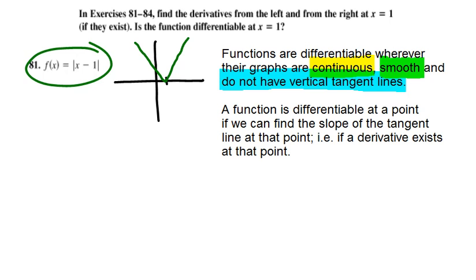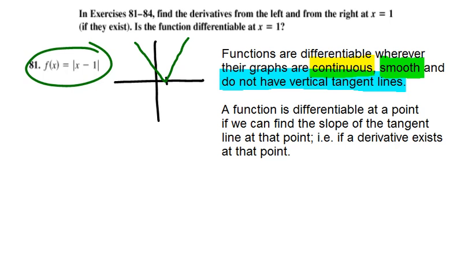So then that leads us to the statement that a function is differentiable at a point if we can find the slope of the tangent line at that point. So in order for a function to be differentiable at a given point, we have to be able to calculate, we have to be able to determine, to find the slope of the tangent line there, and that tells us that the derivative exists at that point.